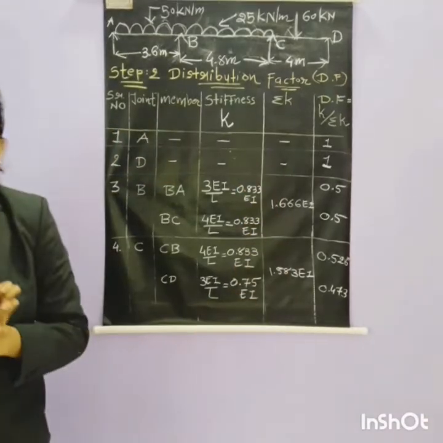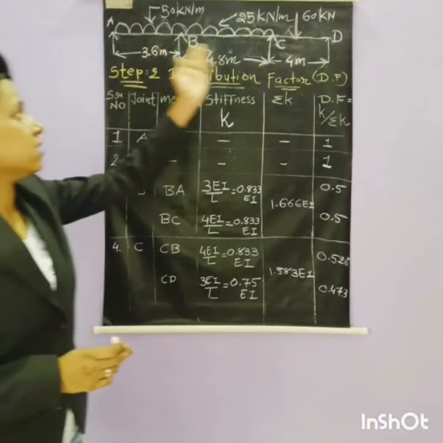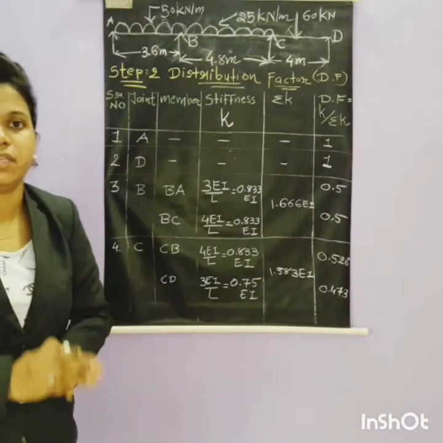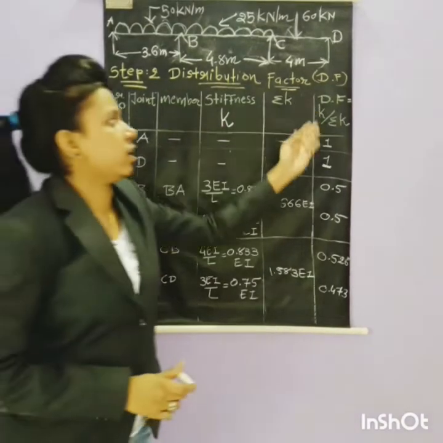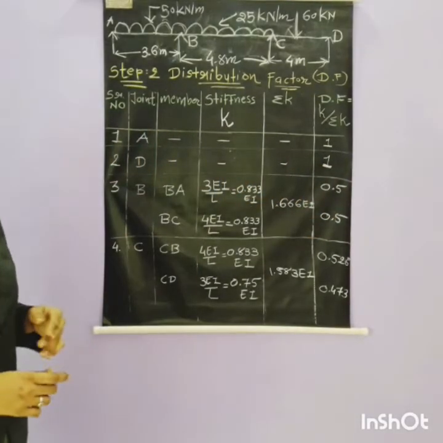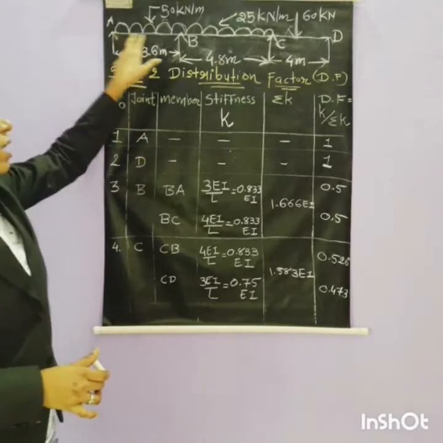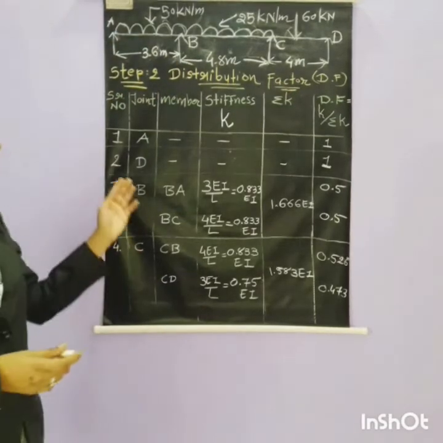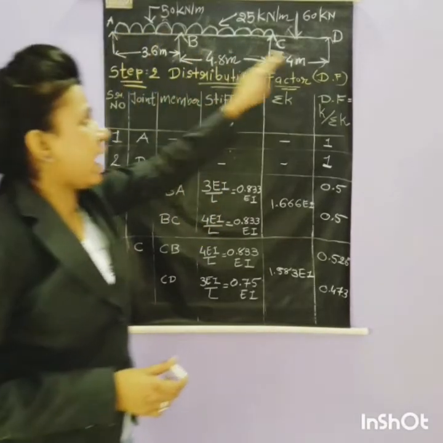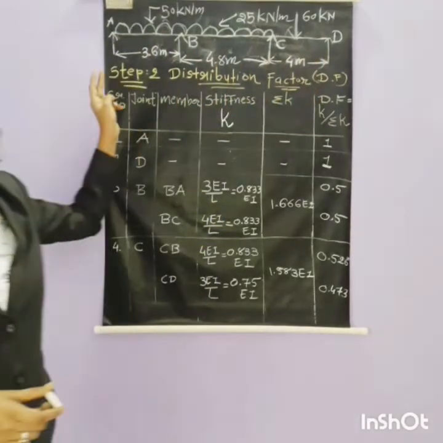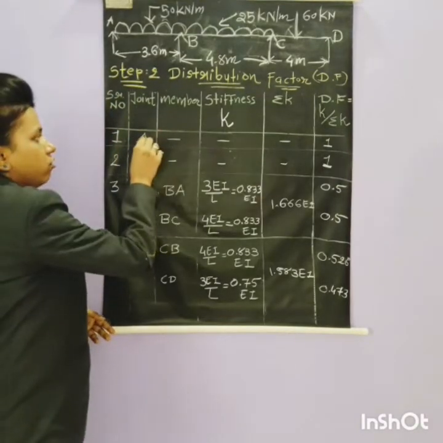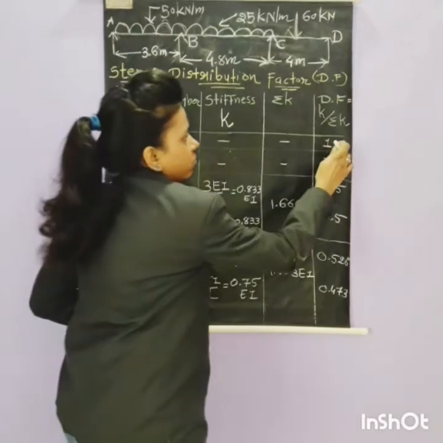In moment distribution method, if the end support is a free end or simply supported, the distribution factor is directly 1. And if the end supports are fixed, then the distribution factor will be 0. Here you can see the A and D supports are simply supported, so you can easily find the distribution factor of A and D directly as 1 and 1.